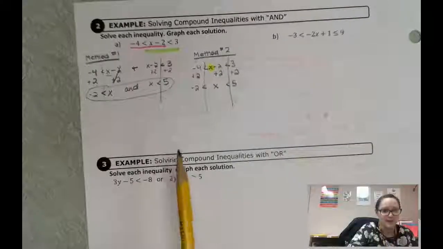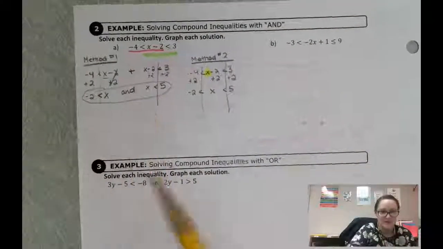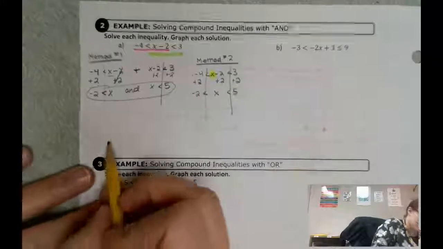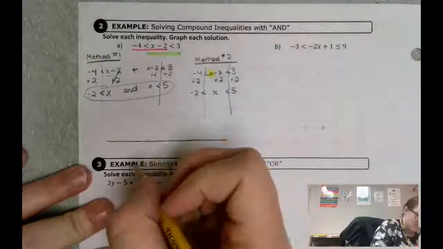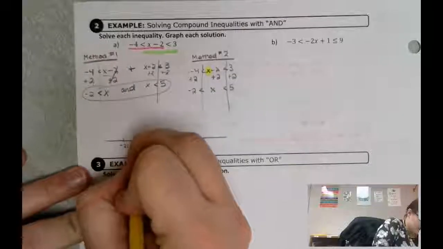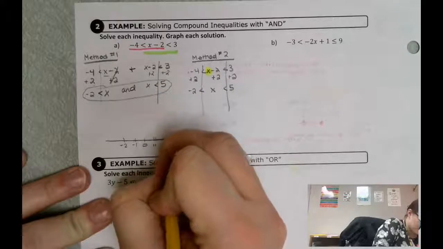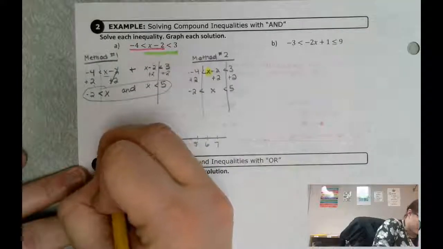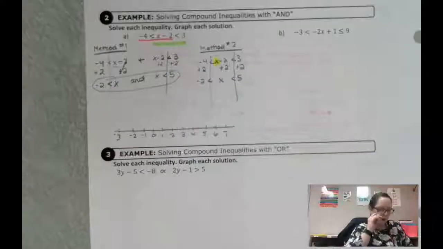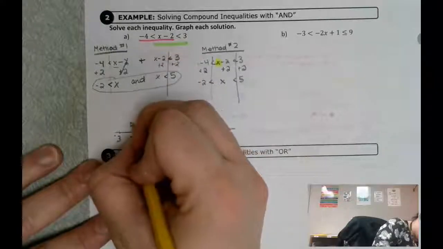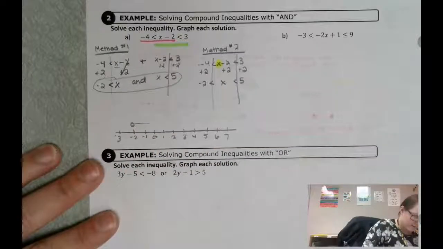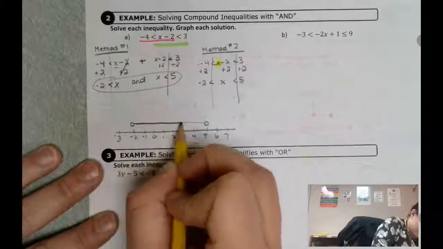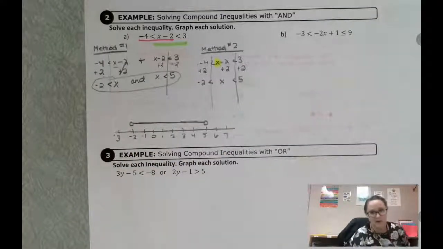So method 1 is splitting up your 2 inequalities into 2 and solving them individually. Method 2 is just doing it all together at once. Again, whatever makes sense to you. Then if we had to graph this, I know I need negative 3, negative 2, negative 1, 0, 1, 2, 3, 4, 5, 6, 7. There we go, I got a number line. I know I'm going to start at negative 2, and I know it's going to go this way, and I know it's going to stop at 5, and it's going to be less than 5. So again, because it's an and, it's all that in between. So that would be my answer.